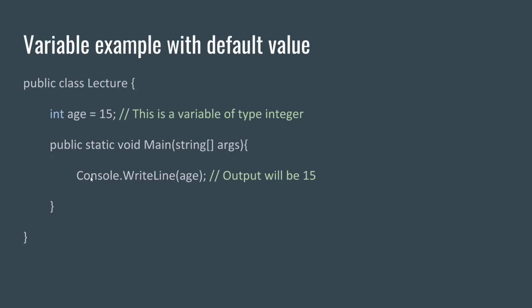And in here we have a console write line statement which will simply print something on the console. And then here we are using this age variable, so the variable that we had here. Now at this point here we assigned a value of 15 to that variable age. So whenever we are using age now, it will be the same as using 15. So in this case the output will be 15.